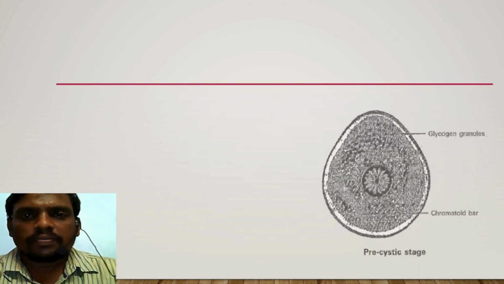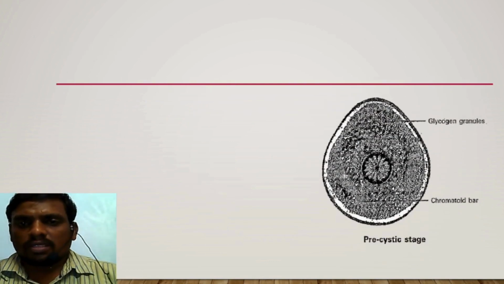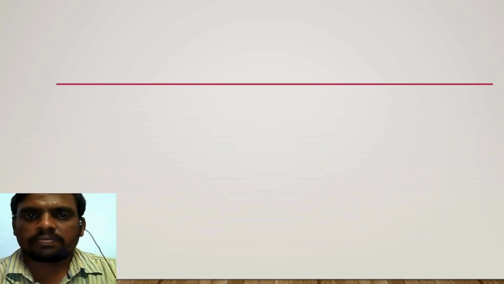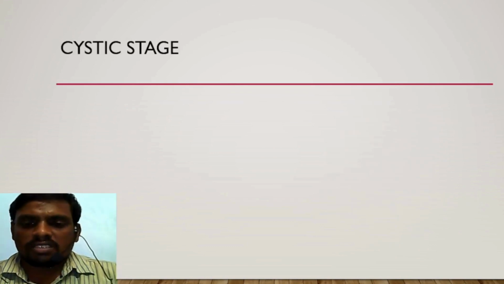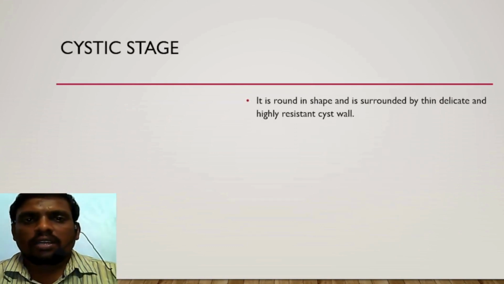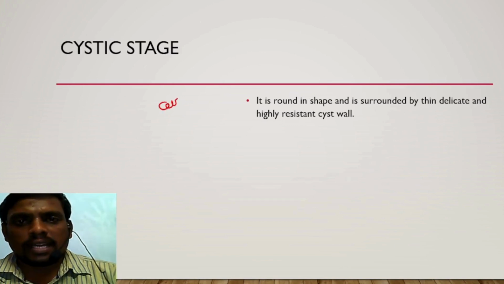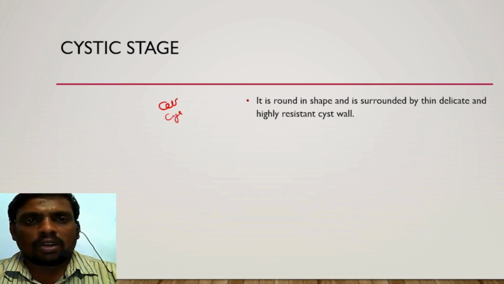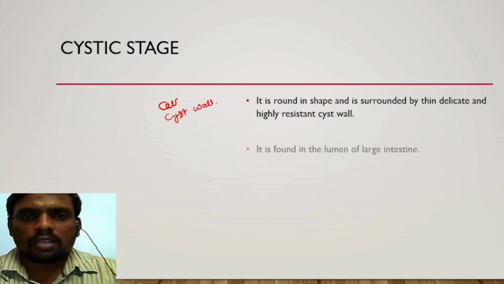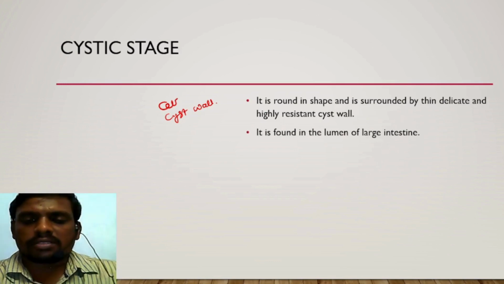Apart from this, if you see the structure, this is the pre-cystic stage structure. Now, the cystic stage, how does it look? It is round in shape, surrounded by a thin, delicate and highly resistant cyst wall. Cyst wall is present. Now it is found in the lumen of the large intestine.